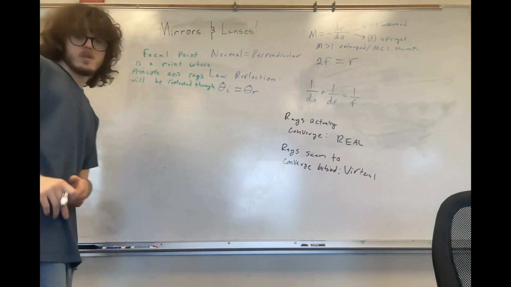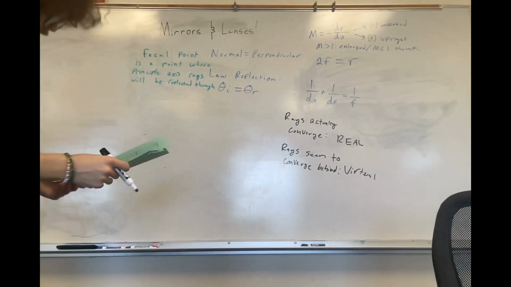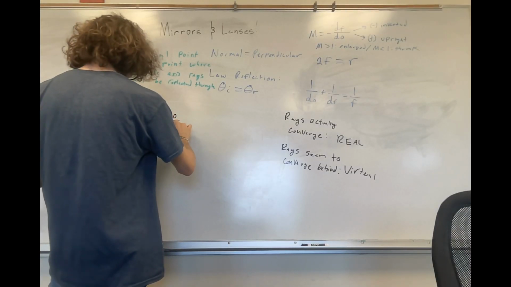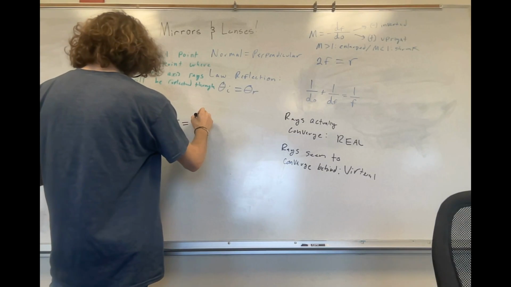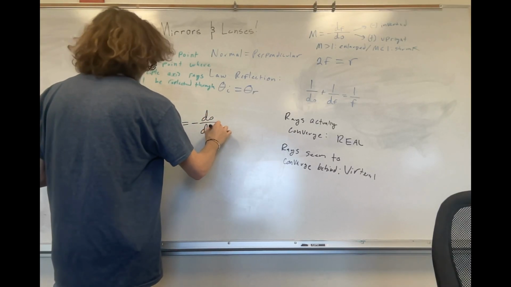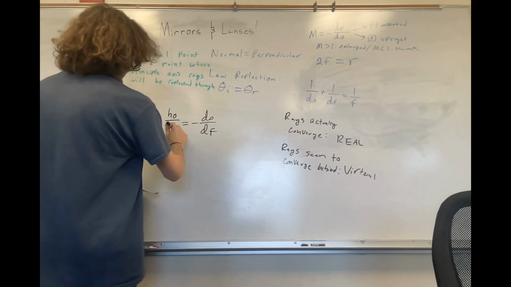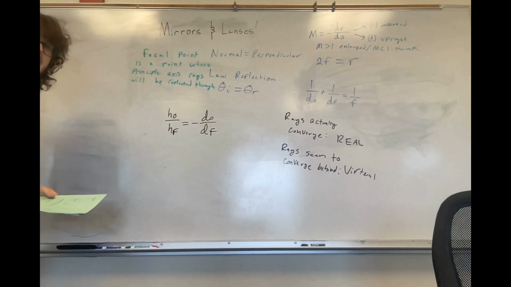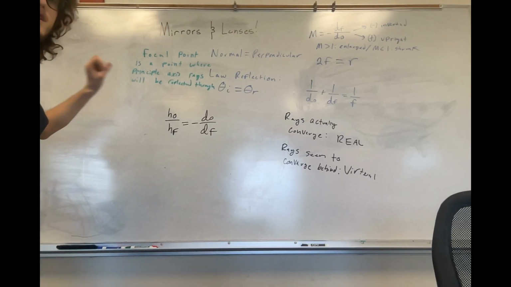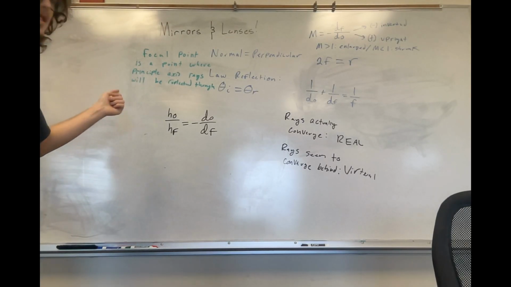Okay, so the last formula that we're going to look at is this one, that HO over HI equals negative D naught over DI, or DF in this case. So I should change this to F2. So HO and HF are the heights. So if you're given a problem where you're given heights, use this formula.